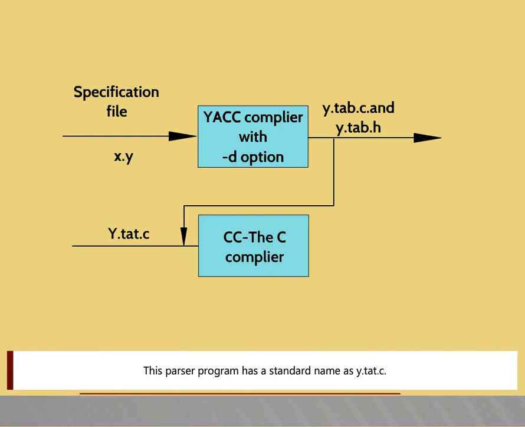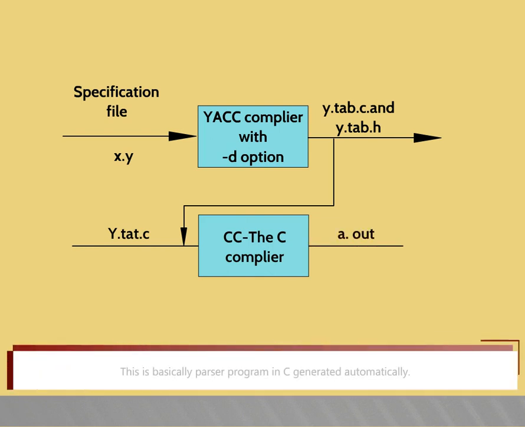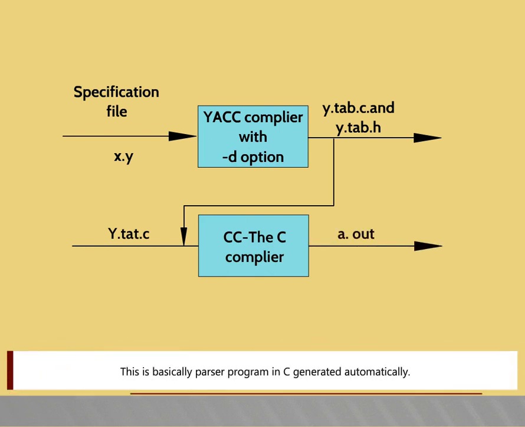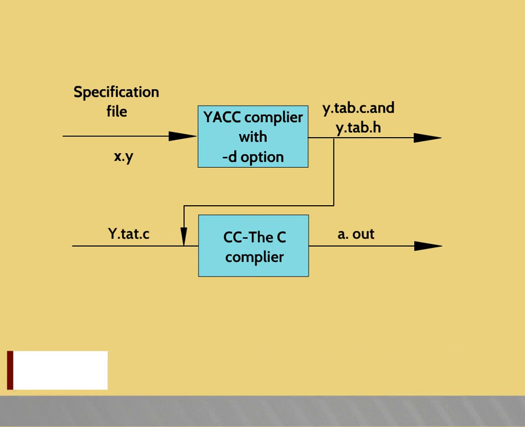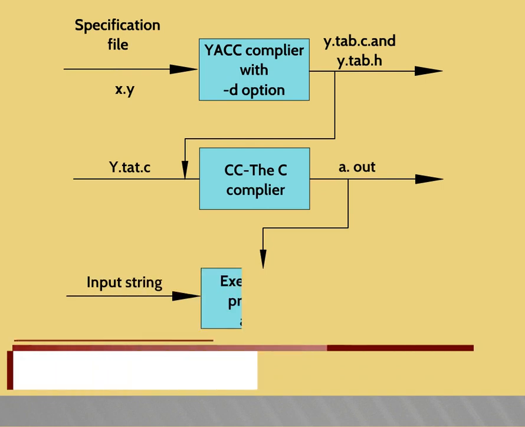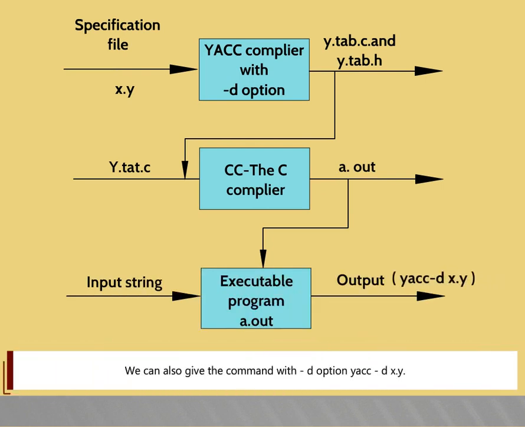This parser program has a standard name, y.tab.c. This is basically the parser program in C, generated automatically. We can also give the command with the -d option: yacc -d x.y.